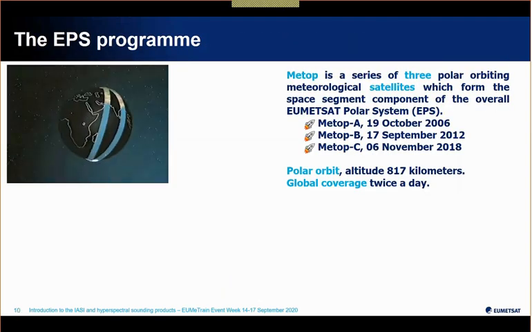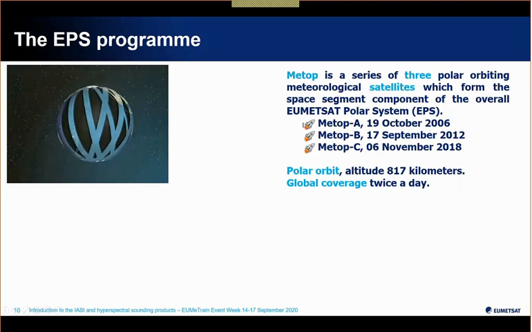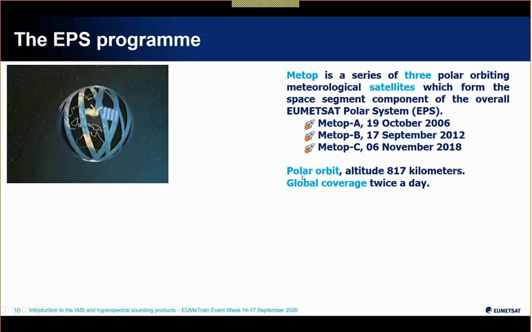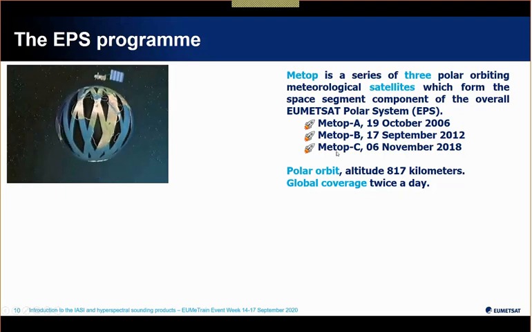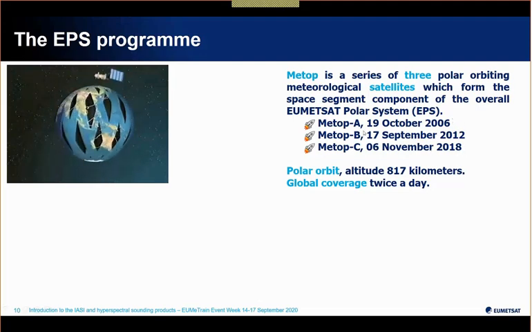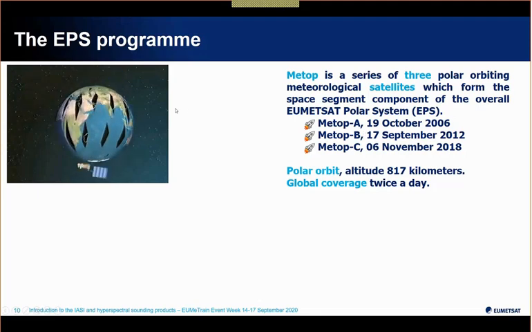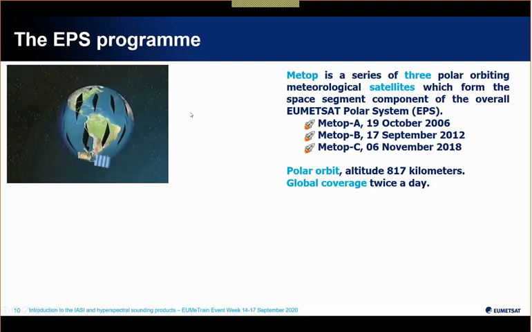IASI is flying on board MetOp. MetOp is a satellite in low Earth orbit, flying at 800 kilometers. There are actually 3 platforms in this program, and they are all in space and still operational at the moment. They were launched in 2006, 2012, and 2018 respectively. And with this satellite, we achieve a global coverage twice a day.